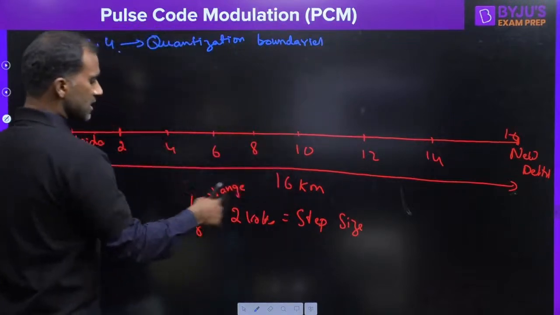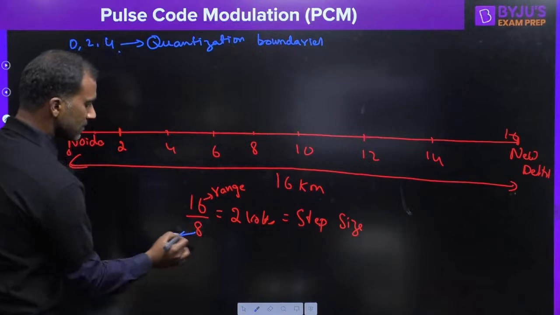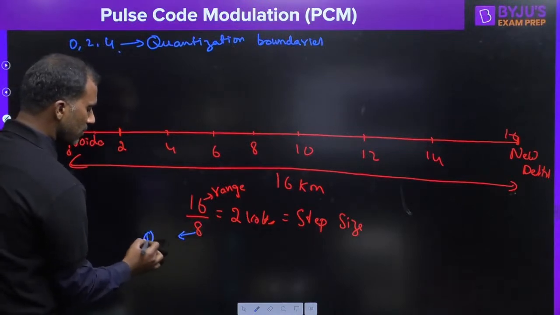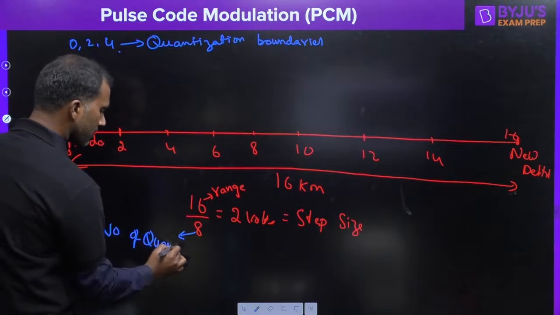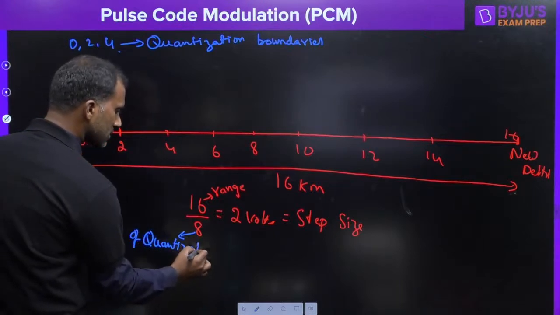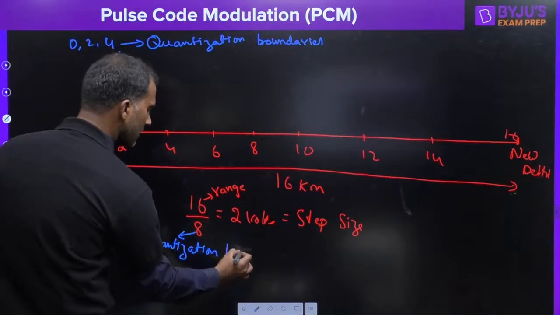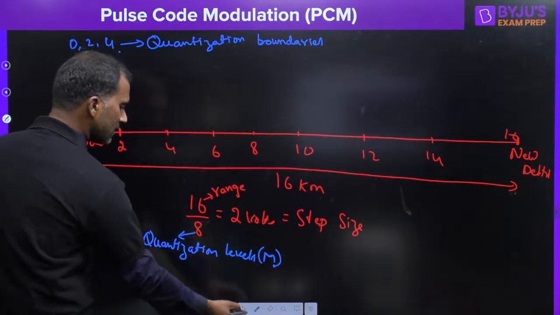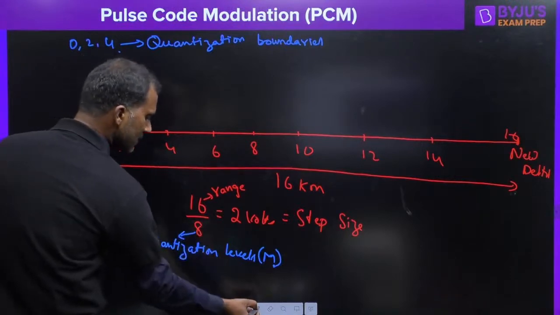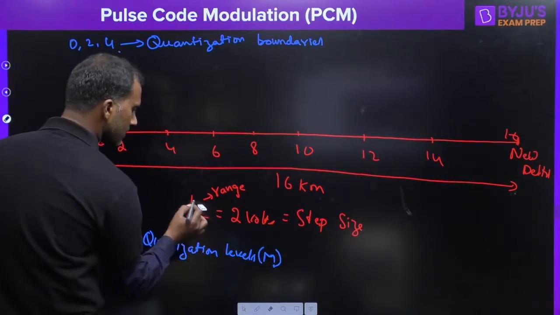In this case, the 16 is the total range. And what is the 8 here? The number of quantization levels, which we denote with M, or some people would denote it as N also. Let me rub this number.